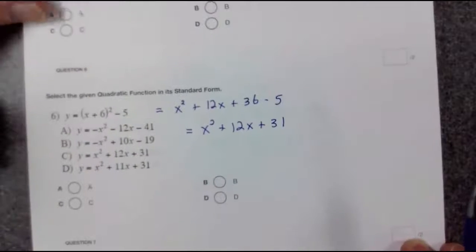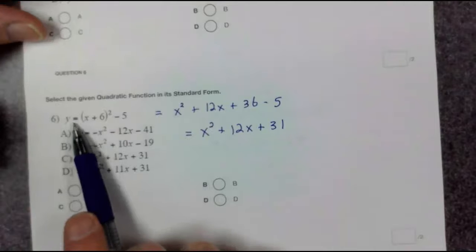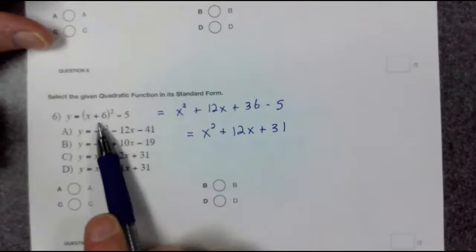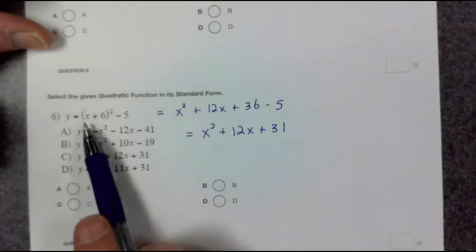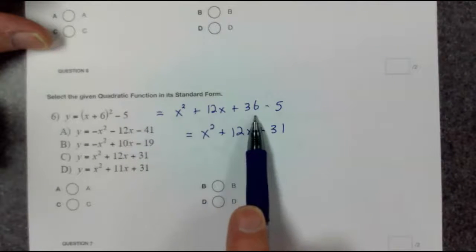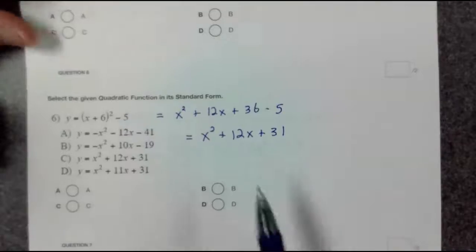Same with number 6. They're given a quadratic in vertex form, and they want standard form. So just multiply it out. x plus 6 squared is this right here. And then you just subtract 5. That's what I got.